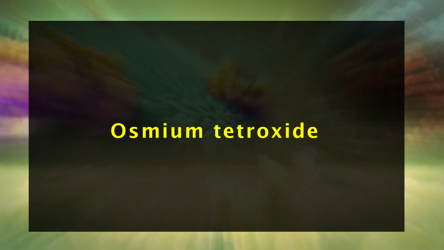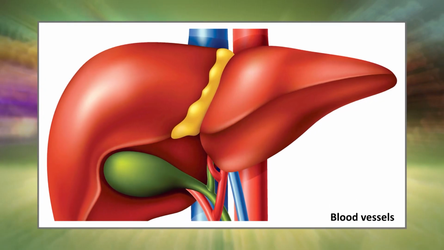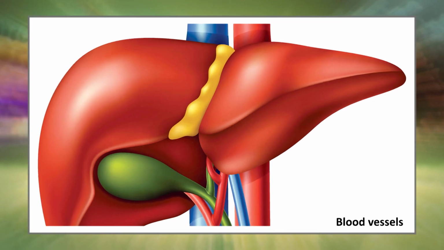Number 3 is osmium tetroxide. Osmium is used to stain lipids a dark black color. It is very useful for demonstrating the myelin of myelinated nerves or lipid droplets in the liver or steroid secreting cells. Number 4. Giemsa stain.